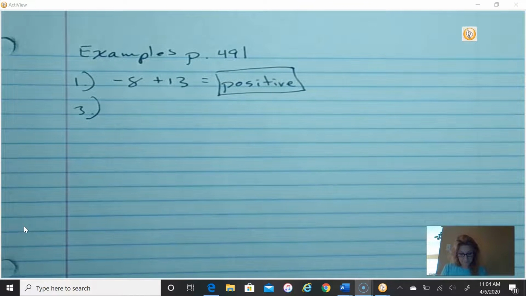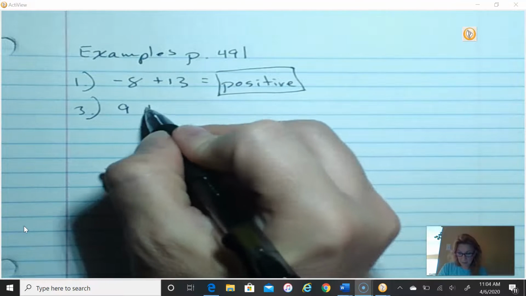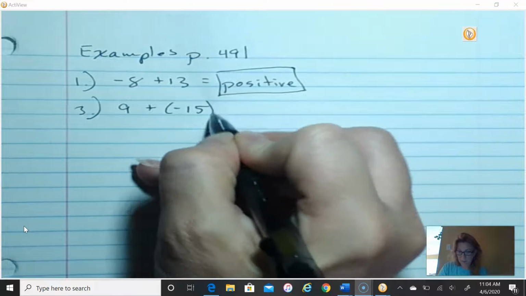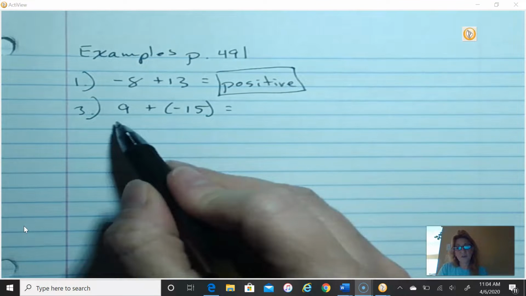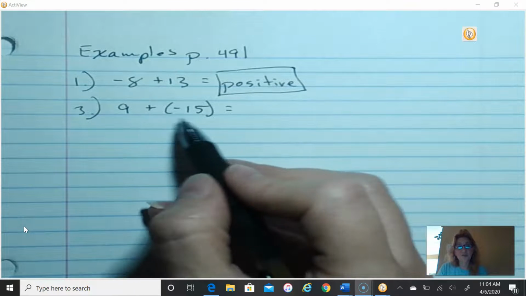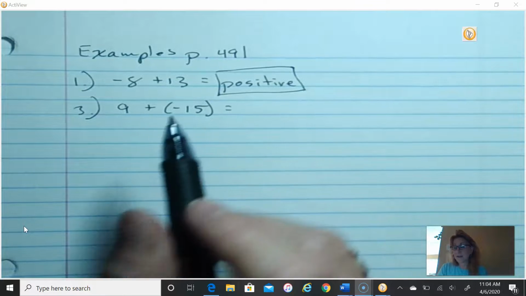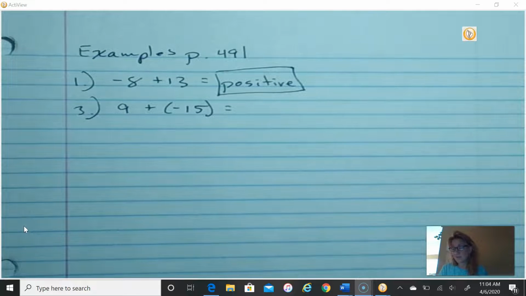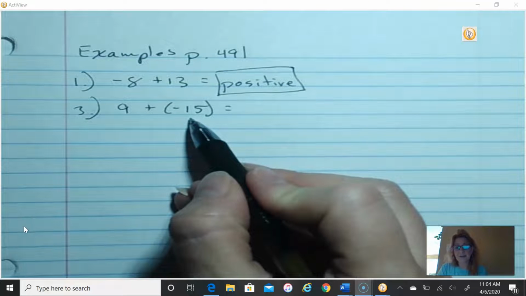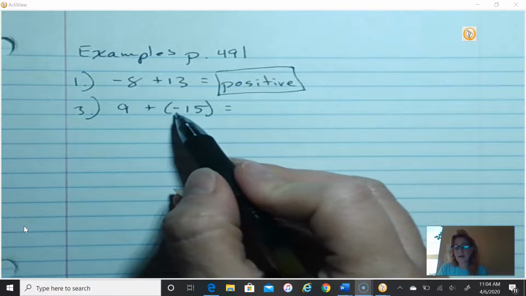3. It's 9 plus negative 15. Signs are different, so we would be subtracting and keeping the sign of the largest digit. 15 is the largest digit, so your answer would be negative.